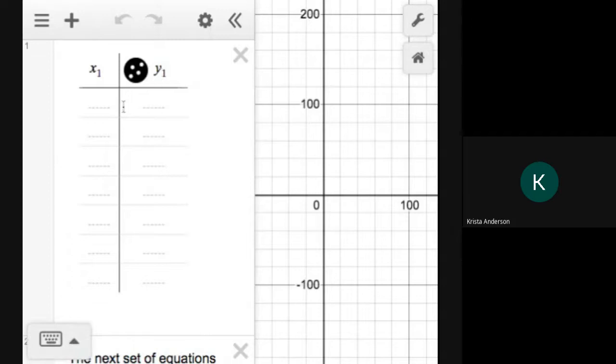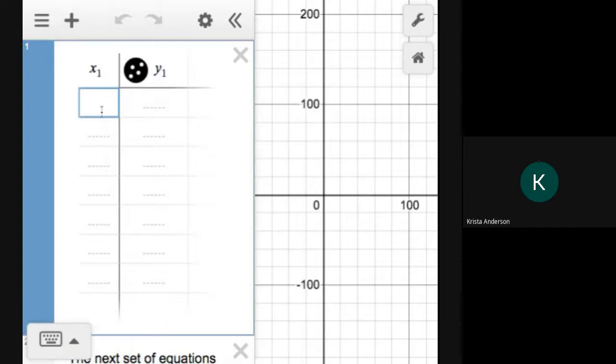Reload. It will reload it fresh. So every time you want to do a new problem, you can refresh it and it will give you a blank. I'm going to enter in my data.